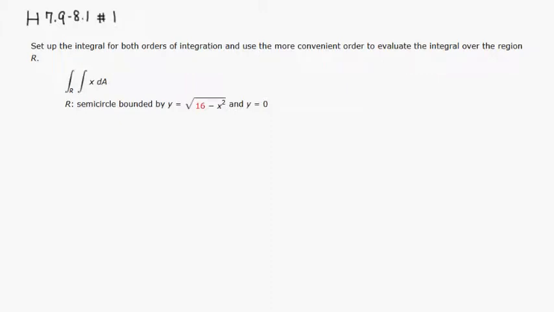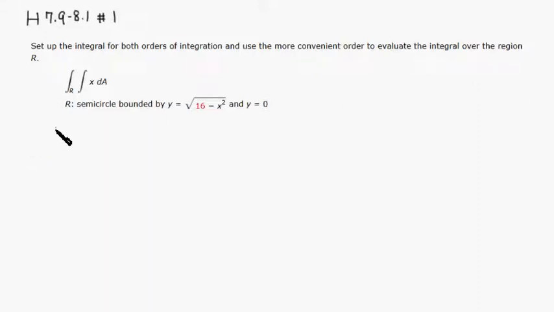Okay, let's look at the homework 7.9-8.1, problem number 1. All right, so we want to evaluate this double integral over the region, which is a semicircle bounded by those guys. All right, so let's do that.